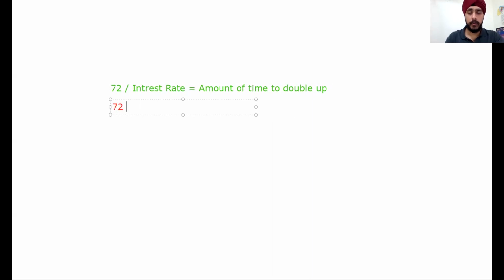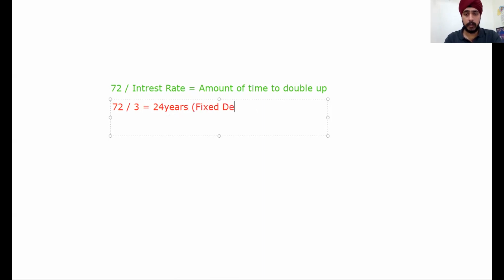All right. So 72 divided by 3% in this case would be something close to what your FD returns would be. 72 divided by 3 is 24. So it would take you 24 years to double up your money if you've kept it in a place where it bears you about 3% interest. So now let's just put fixed deposit here so that we can refer to it as well.